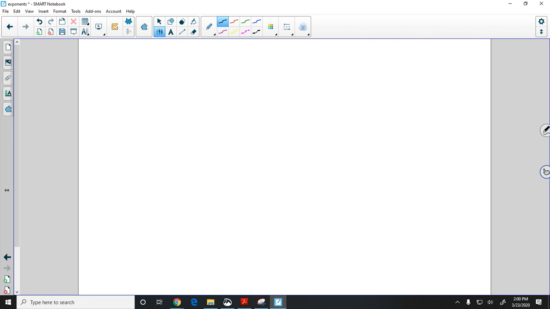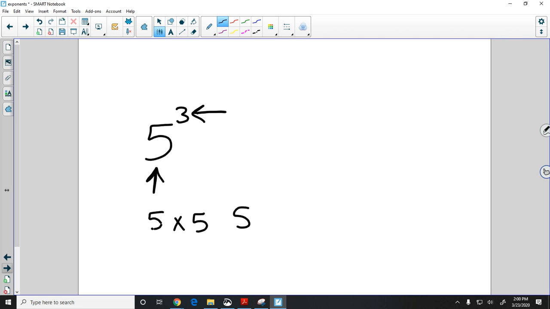Exponents don't have to be that hard. Just remember that when you have your base and your exponent, your base is the number that's being repeated, and the exponent tells you how many times it should be repeated. And that's how we do exponents.